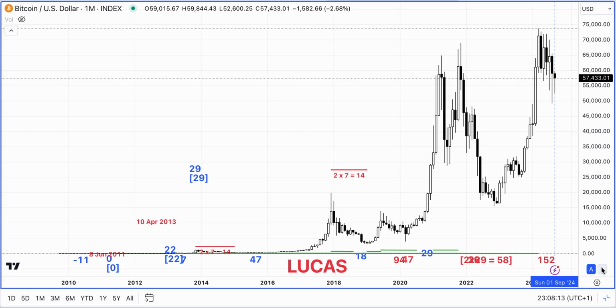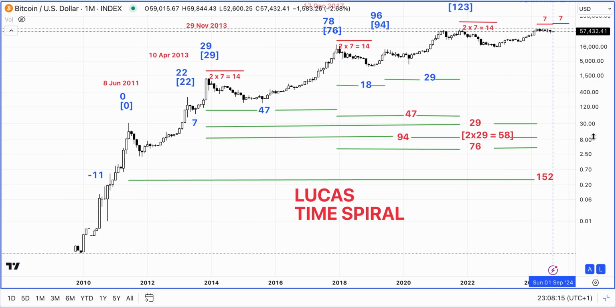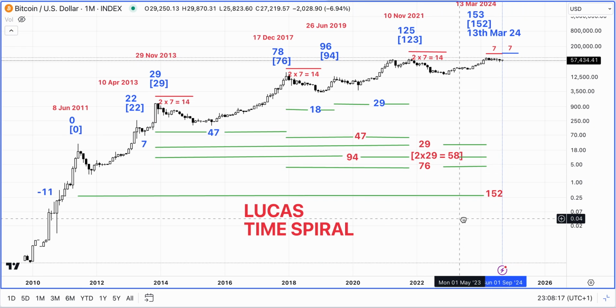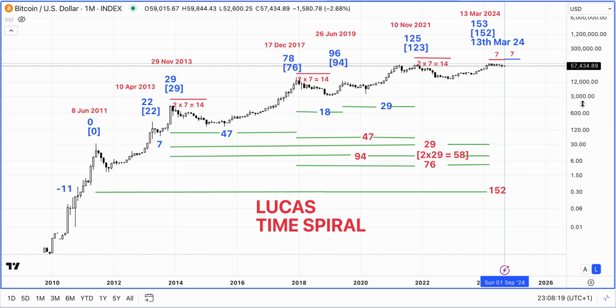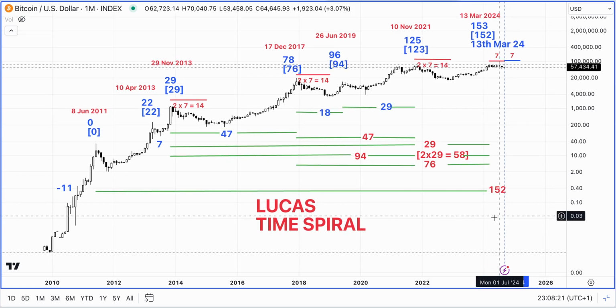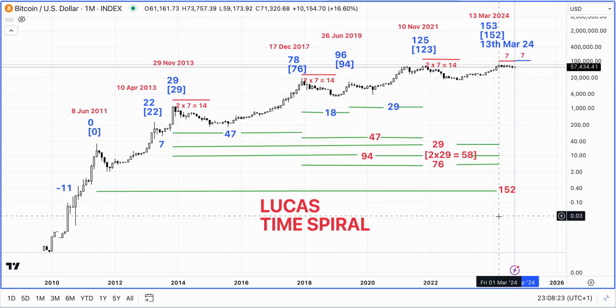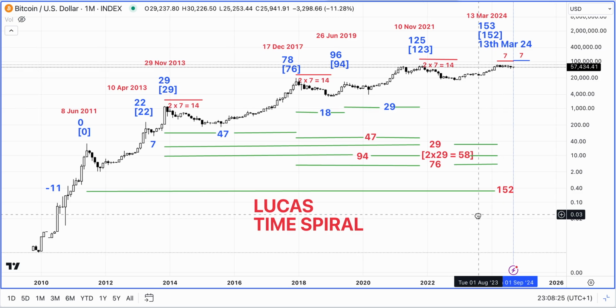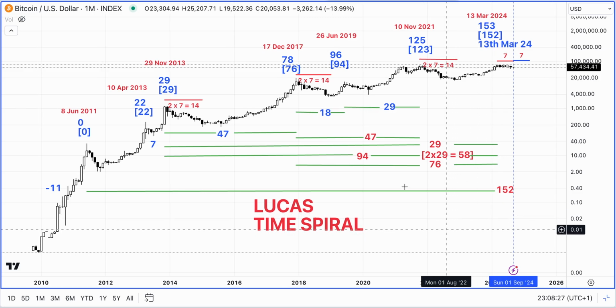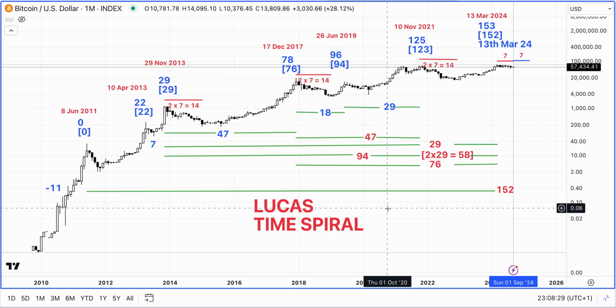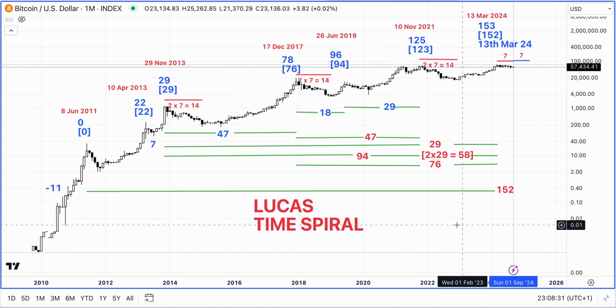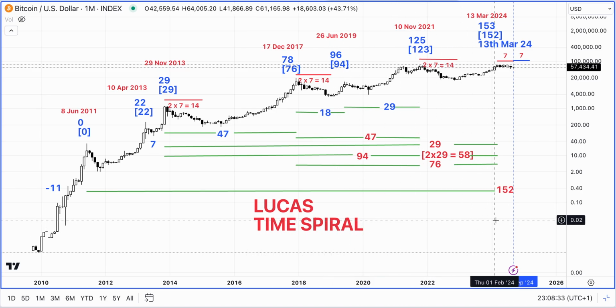I have to switch it to the log chart. So this is the Lucas time spiral. It is that hidden secret cycle that is operating in the Bitcoin market, in my opinion. I'm not going to go into the construction of this. There's an entire video about it. So we had a really key Lucas cycle completing in March.